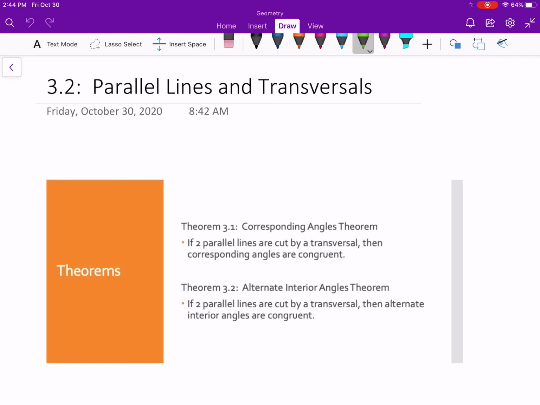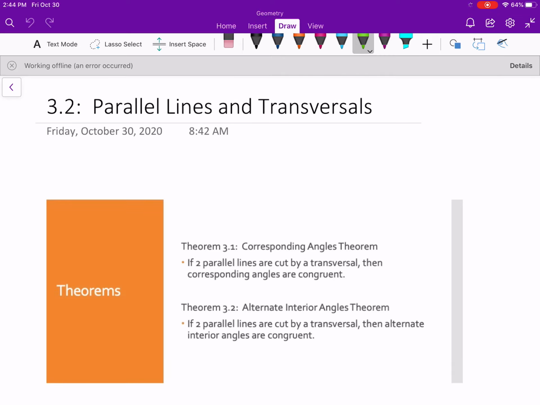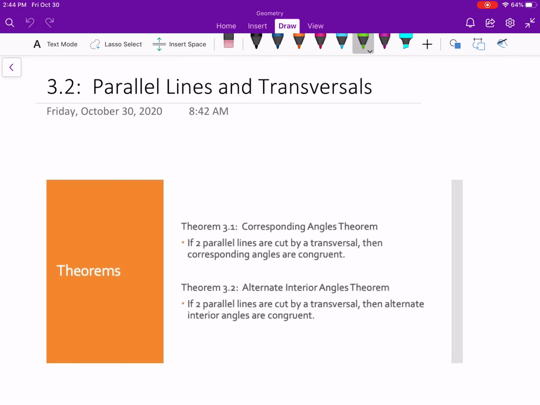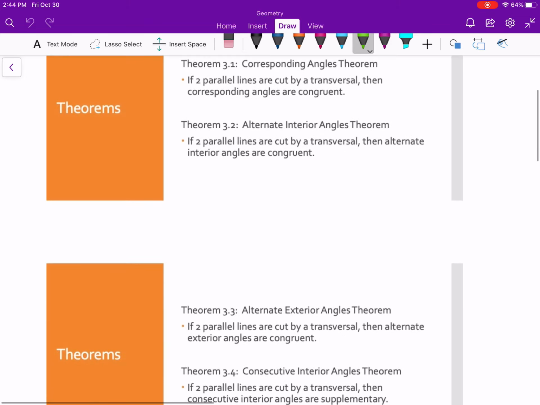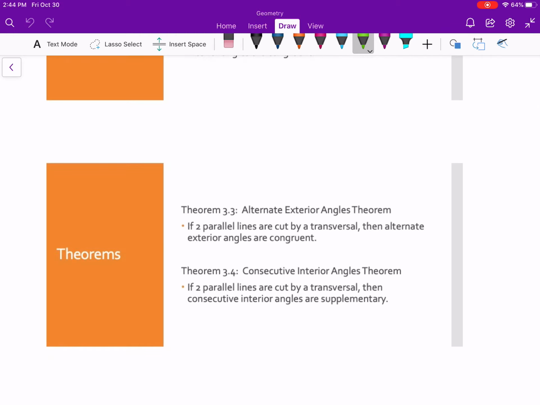So theorem 3.1 is the corresponding angles theorem. If two parallel lines are cut by a transversal, then corresponding angles are congruent. Alternate interior angles theorem, same thing. If two parallel lines are cut by a transversal, alternate interior angles are congruent. Guess what? Same thing for alternate exterior angles theorem. So two parallel lines cut by a transversal, the alternate exterior angles are congruent.